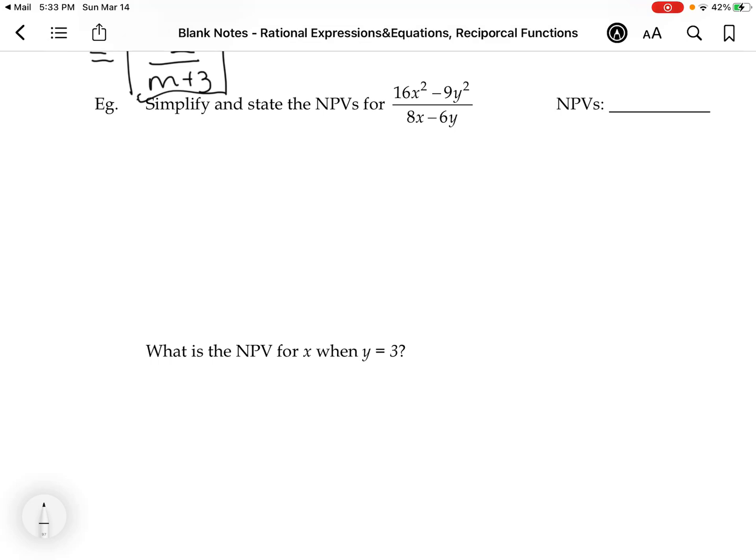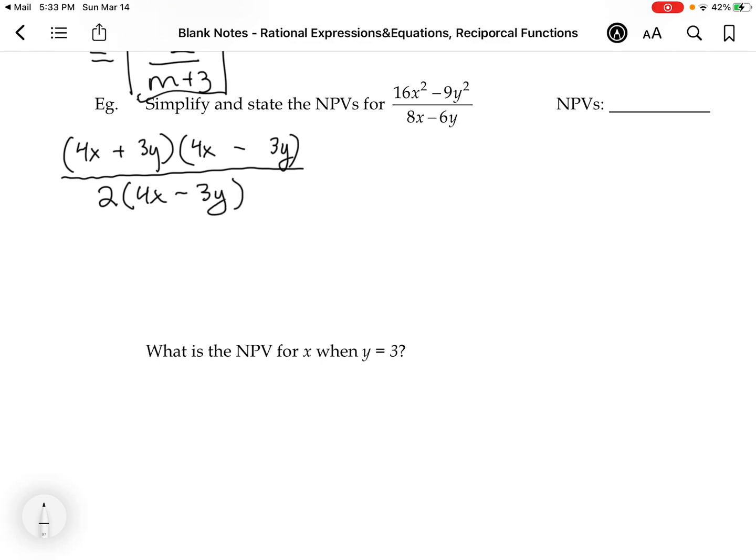Okay? All right, so the numerator is a difference of squares. So we'll factor that. The first perfect square is 16x squared, so the square root of that is 4x. That's the first term. The square root of the second term, 9y squared, is 3y. One of them's plus, one of them's minus. Okay, so that's the numerator factored. The denominator factored, there's a GCF of 2. So I can take a 2 out, and I'm left with 4x minus 3y. Well, that's kind of nice because we can see that there's a common factor that's going to cancel.